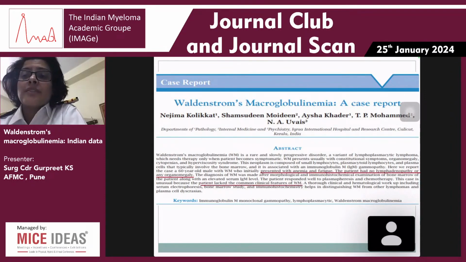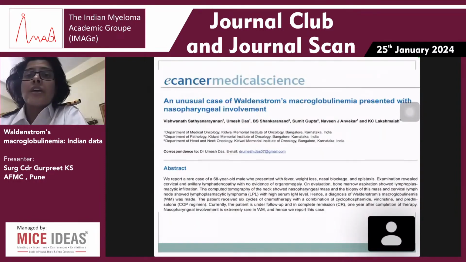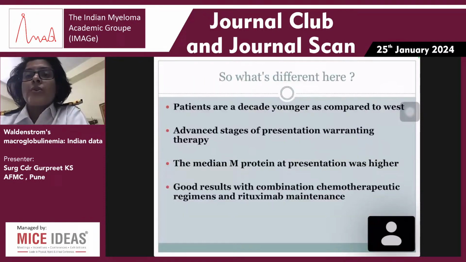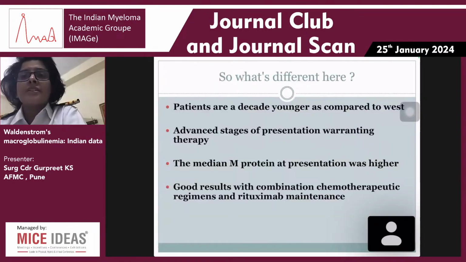Now this patient here who was from Calicut had no lymphadenopathy or organomegaly, just presented with anemia and fatigue, and lacked the common clinical features of Waldenstrom's macroglobulinemia. So MYD88 testing was not done here. This was an unusual case where there was nasopharyngeal involvement, and this patient had high serum IgM levels, and that's how the diagnosis was made, along with the biopsy of the mass, and he received a combination of cyclophosphamide, vincristine, and prednisolone.